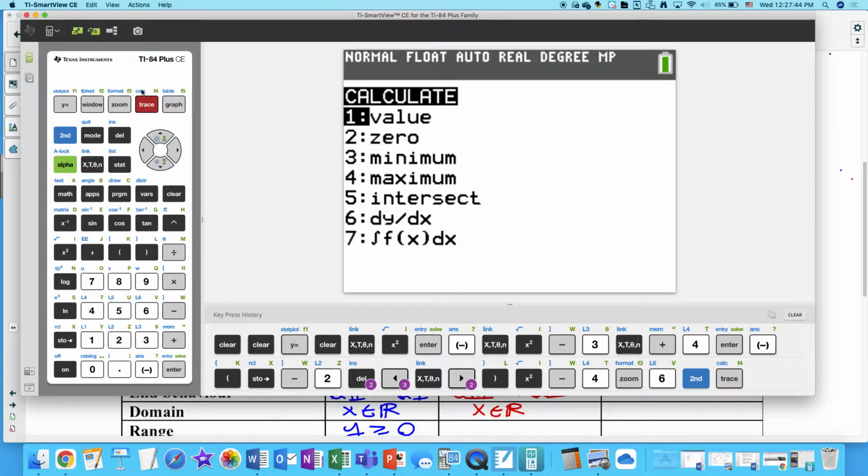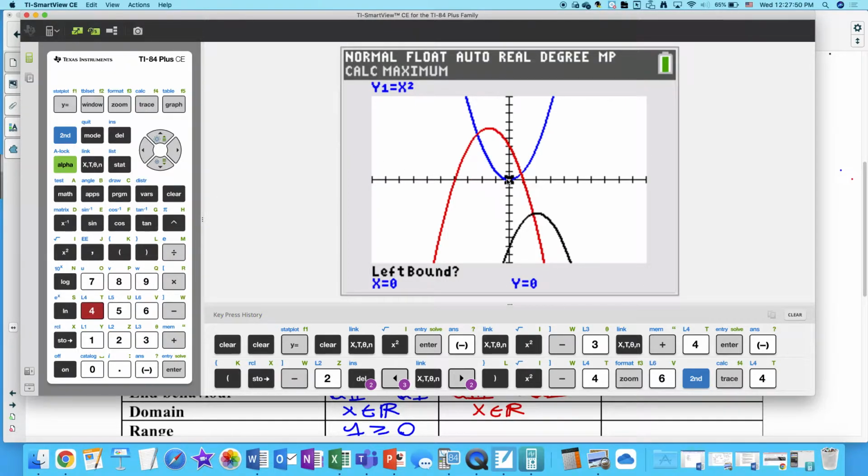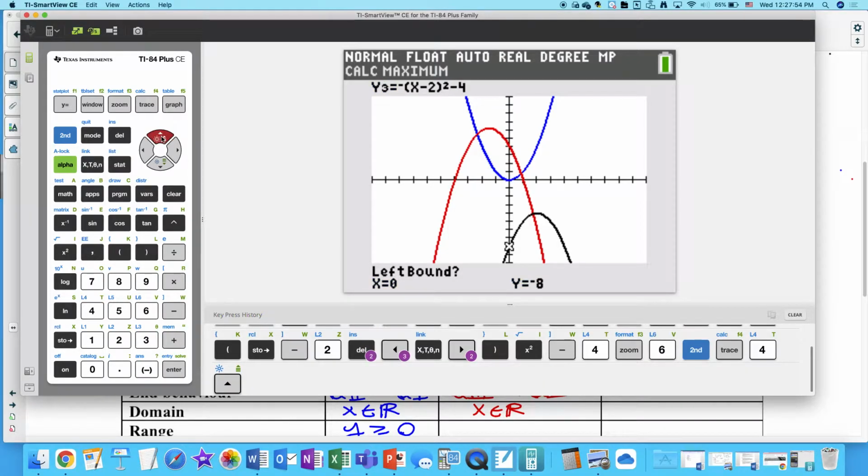So you have to hit second trace, and then I'm going to hit number 4. If the cursor is on the wrong function, just use the up or down arrows and it'll move until it's on the right one, because it's red. Now here's my max point right here. So I need to go a little bit to the left, which is over here, and a little bit to the right, which is over here. So I'm going to go left bound is like there, and right bound is there.